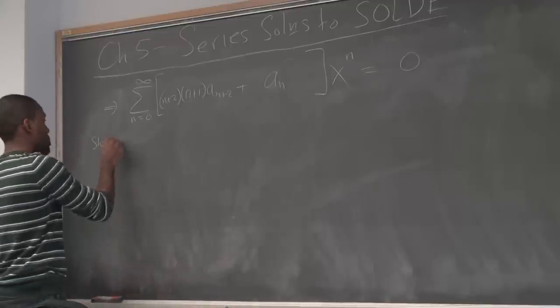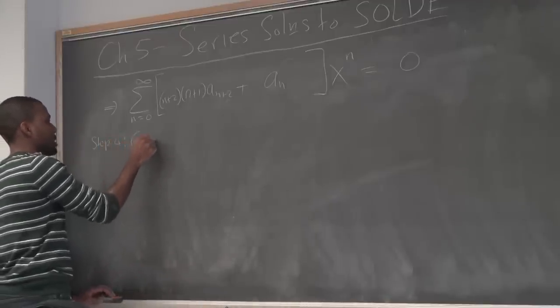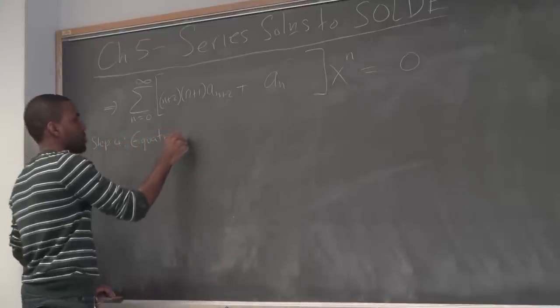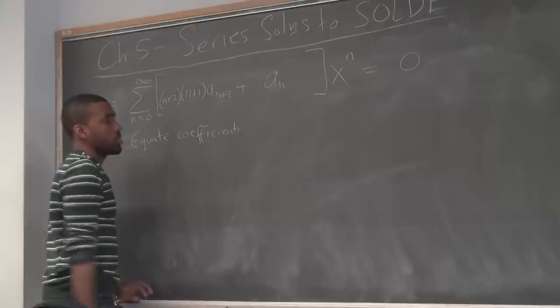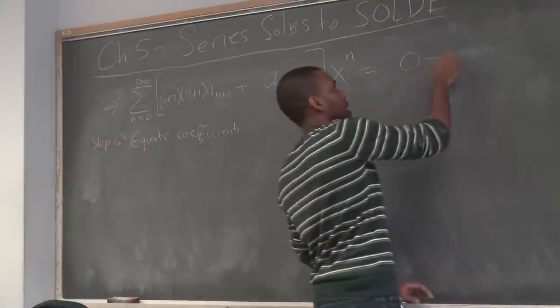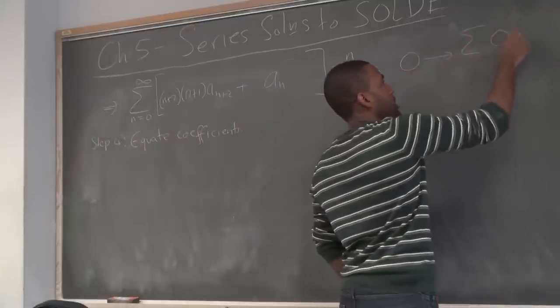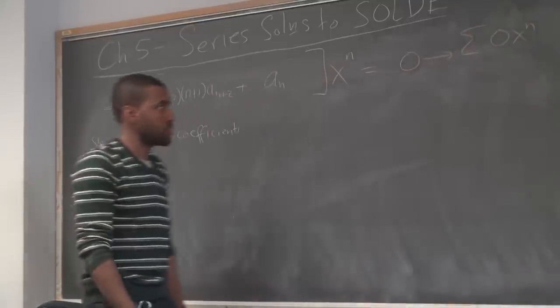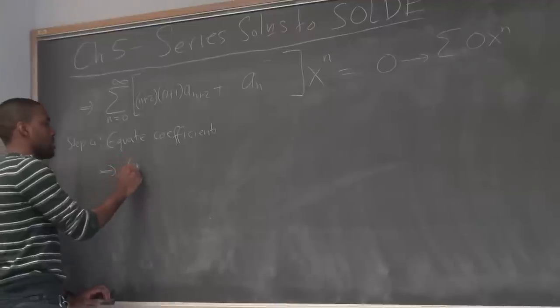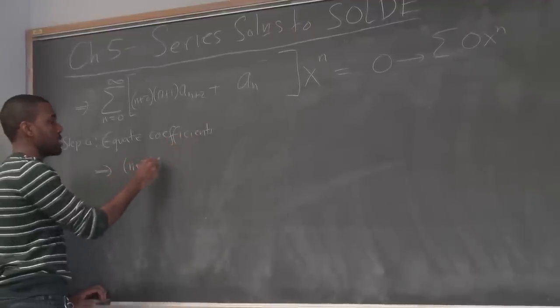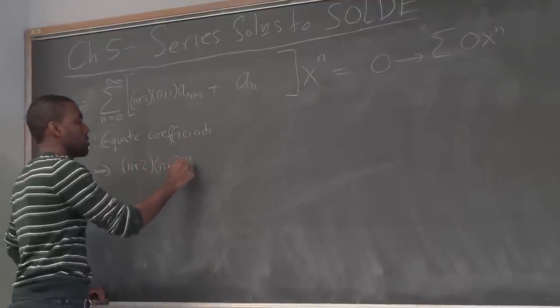Step 4. Coefficients. This I can sort of think of as the series of 0 x to the n, basically, right? So we're equating coefficients, guys. So this means the coefficient of x to the n has to be 0 on this side.